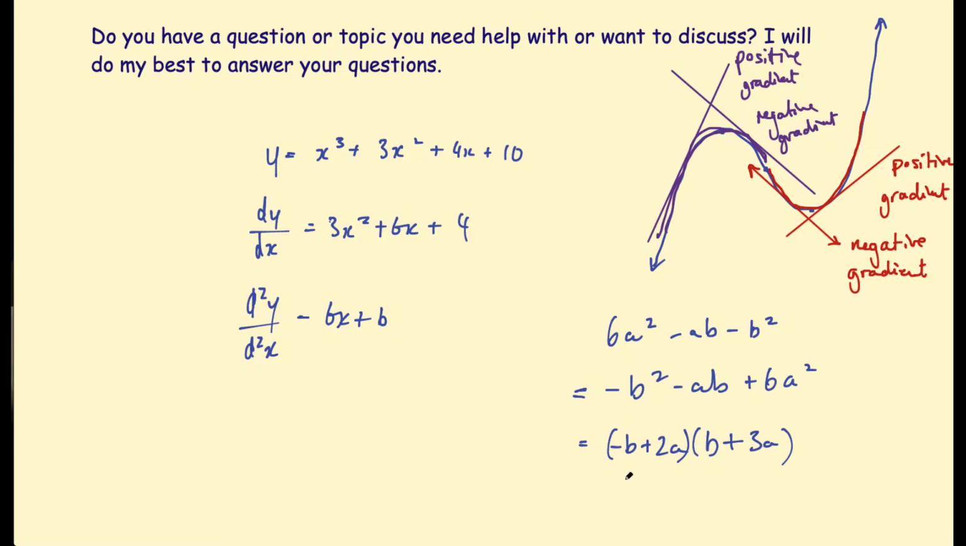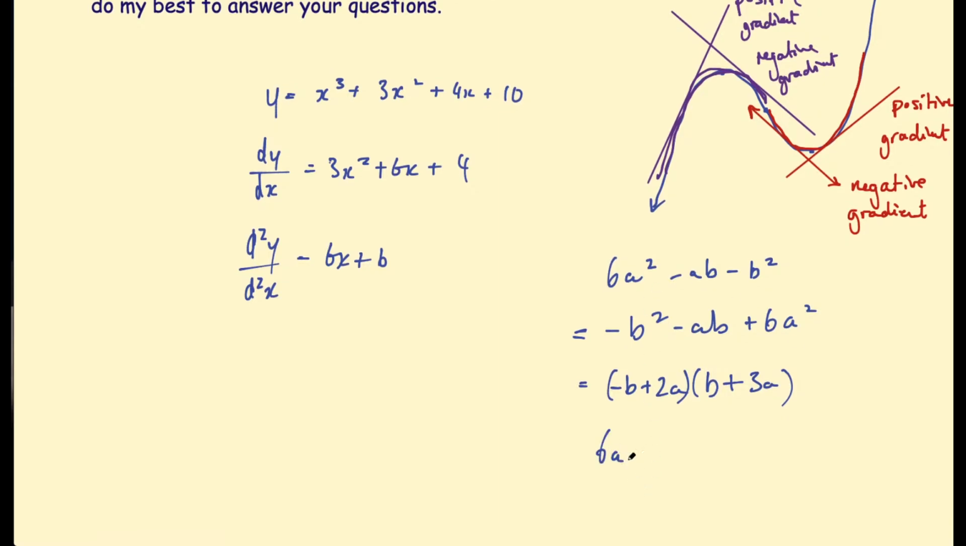Alright, actually, so what did I write initially? I wrote 6ab squared take ab take b squared. Yeah, I don't think there's anything you can do with that other than to factorize the b out. Okay. Alright. Any other questions?